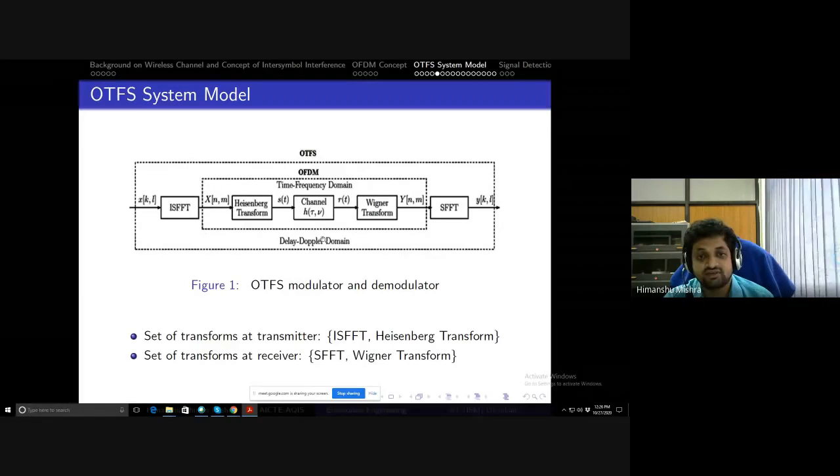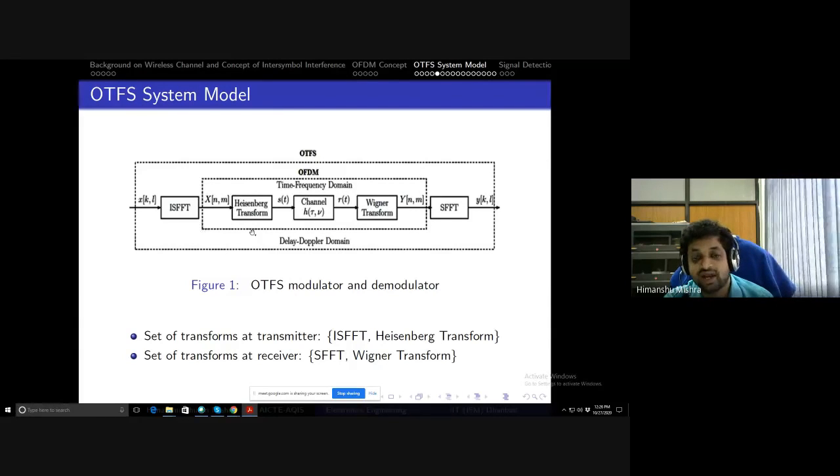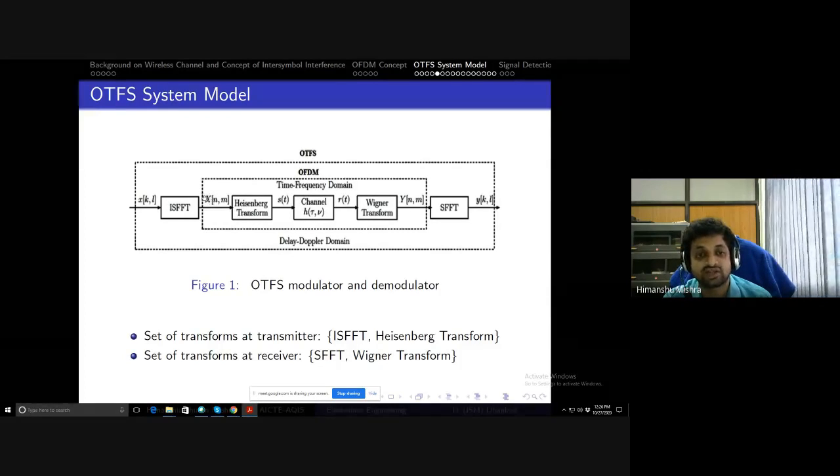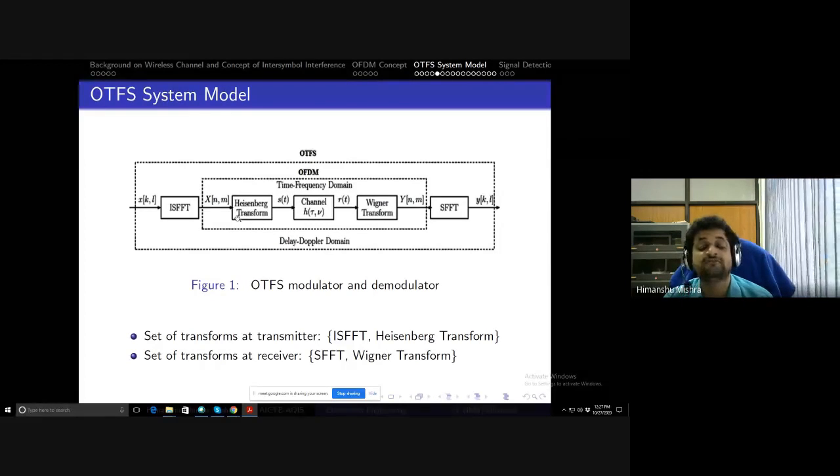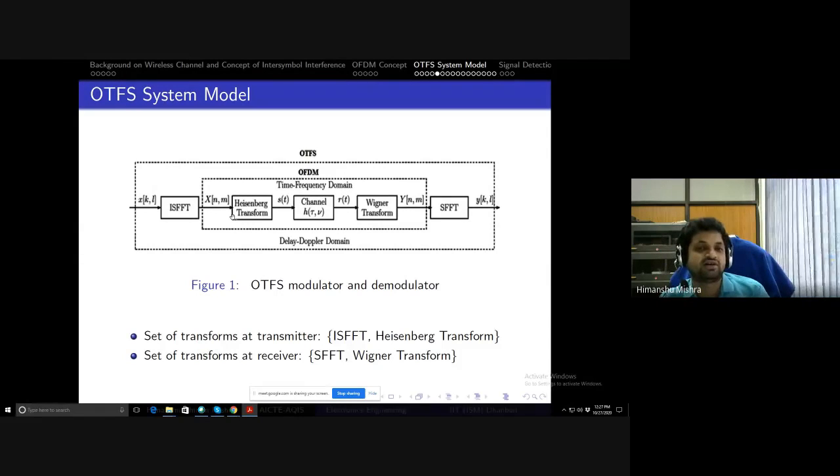This part, inside the dotted block, is the structure of the OFDM method. When you see the mathematical operations, you will find that this part is nothing but OFDM. So what is OTFS? OTFS is this OFDM part with some pre-processing and some post-processing; the complete thing is the OTFS. This in-between part is nothing but OFDM. In this Heisenberg transformation, an IFFT exists, and similarly a DFT exists here. That is why I told you this is the OFDM part.